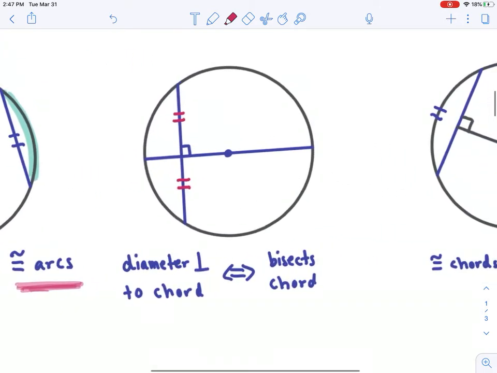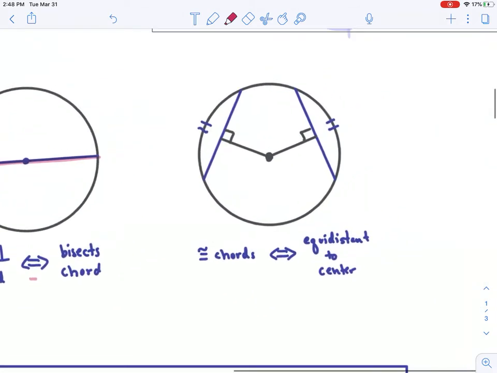Next theorem. If a diameter is perpendicular to a chord, here's the diameter, and it's perpendicular to the chord, then it bisects that chord. It cuts the chord in half. Likewise, that goes the other way too. If the diameter cuts the chord in half, then the diameter is perpendicular. That theorem goes both ways. One more.